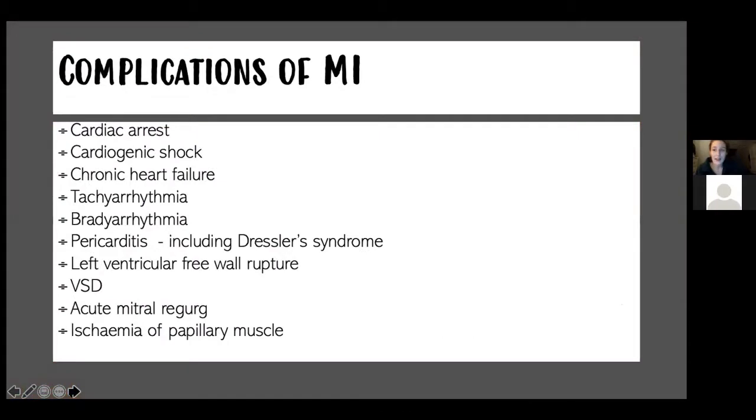And then I just wanted to go through complications of myocardial infarctions. So this is a list of the ones that could occur. These can happen anything from minutes to hours afterwards, to days to weeks. So you've got your cardiac arrest, cardiogenic shock, chronic heart failure, arrhythmias, pericarditis, left ventricular free wall rupture. You can get a defect, a VSD, acute mitral regurg, or ischemia of the papillary muscles. I'm not going to go into depth of all of these. PASSMED's really good for the buzzwords of these.